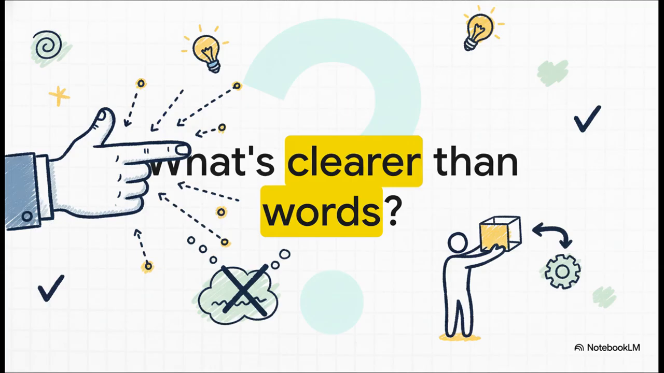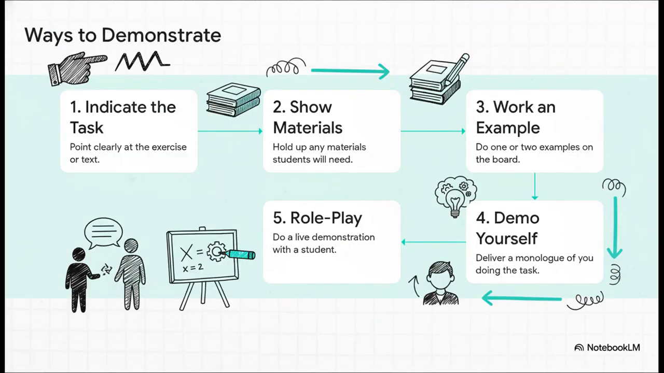Yeah, you guessed it, actually showing someone what you want them to do. And here we've got 5 really powerful ways to demonstrate. It can be super simple, right? Like just physically pointing to the task or holding up the exact materials they'll need. Or you can get a bit more involved, maybe do a worked example on the board, or even do a full demonstration yourself, kind of talking through what you're thinking as you do it.